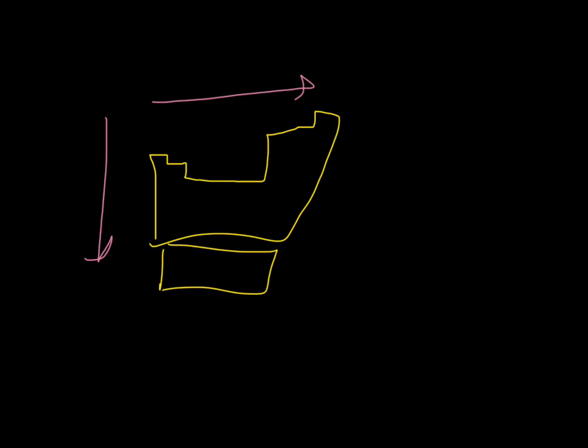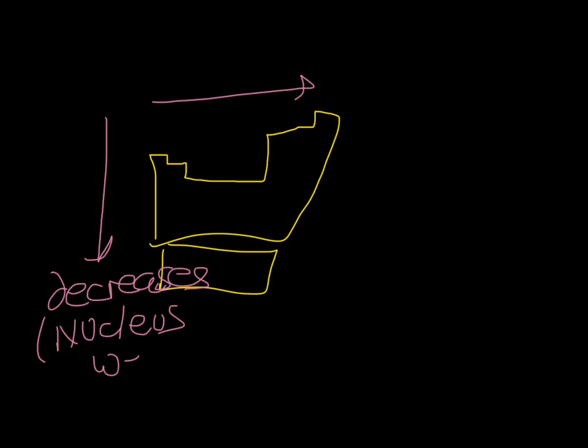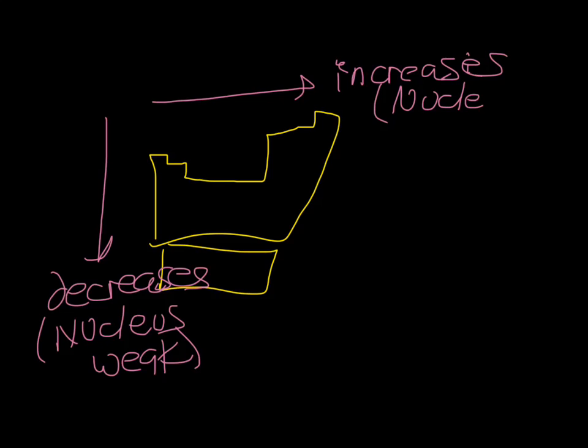Going down a group, ionization energy decreases. It takes less energy because the nucleus is weaker. Going across, ionization energy increases, meaning it gets more and more difficult to remove an electron. Why? The nucleus is getting stronger.